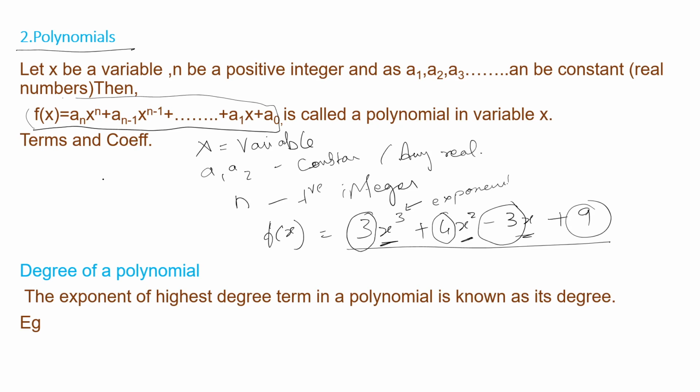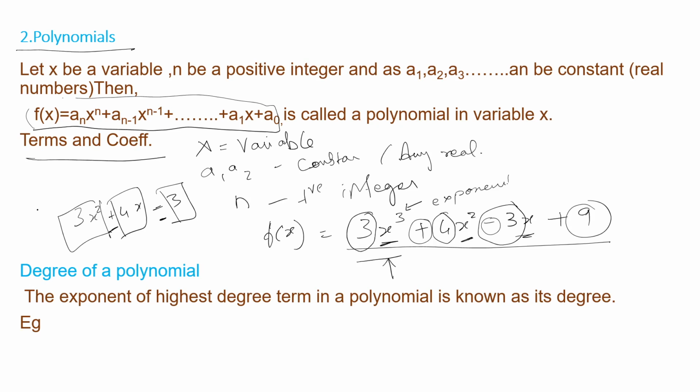And then what are the terms and coefficients? So how many terms are here? A term is defined as anything separated by plus or minus. So this is the first term. If I am writing here again, 3x^2 + 4x - 3, anything separated by plus or minus is called one term. This is the second term, and this is the third term. So this polynomial has three terms.